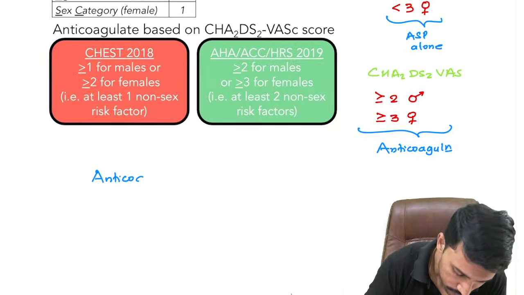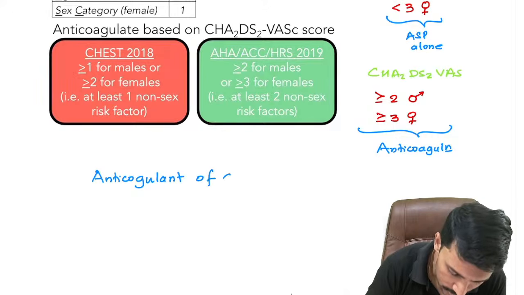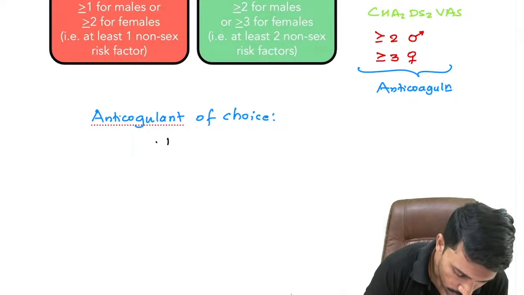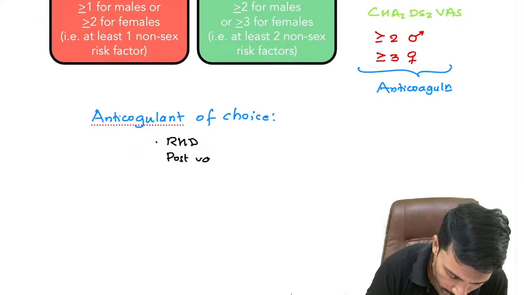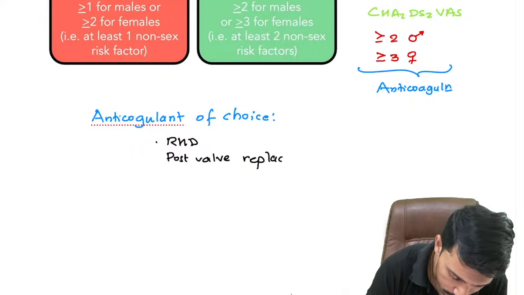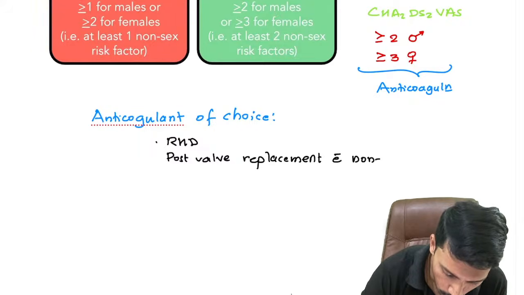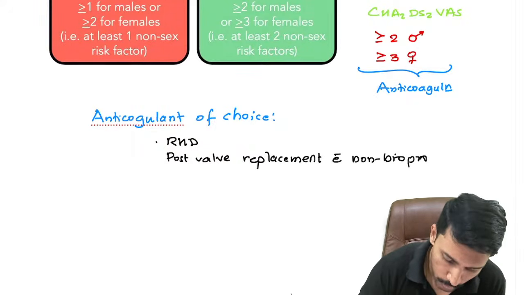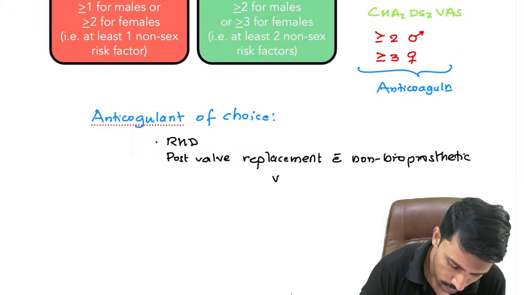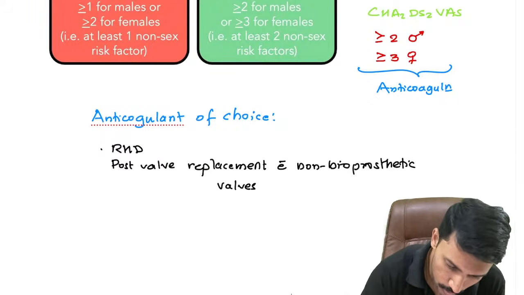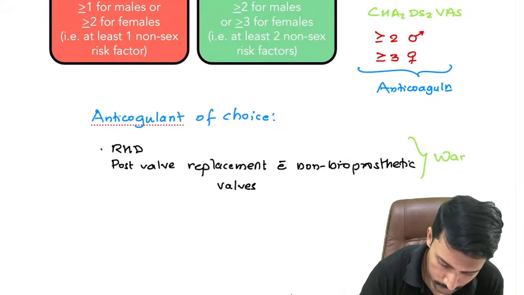But for now, when in the exam they ask for the anticoagulant of choice, the point to note is: if it is RHD, or if it is post valve replacement with non-bioprosthetic valves, basically a metallic valve, in these two circumstances, I am going ahead with warfarin.